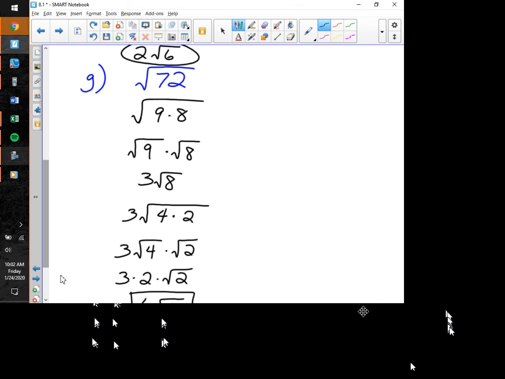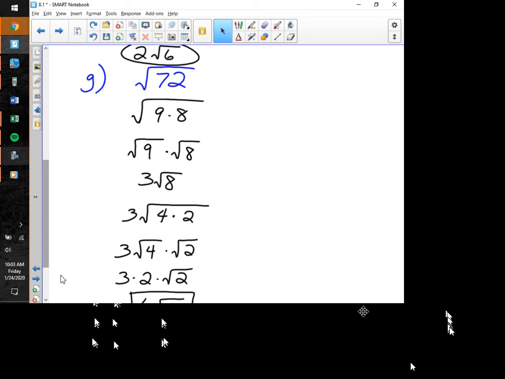Kind of a trick question. 72. So in general, the biggest number that divides evenly into a number is that number itself. But let me ask you this now. This is a little harder. Do you guys know the second biggest number that divides evenly into 72? It's 36. And Austin, what's special about 36 compared to 72?